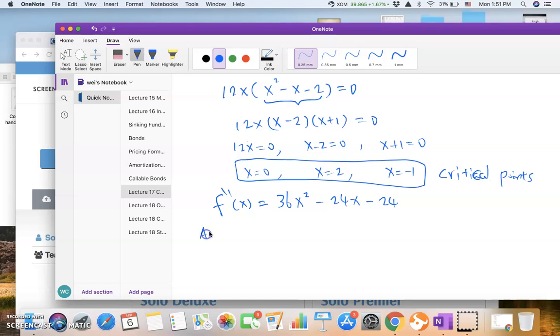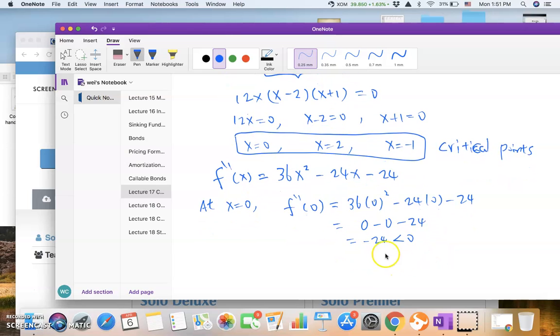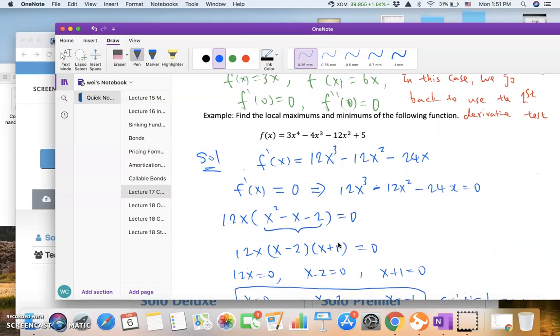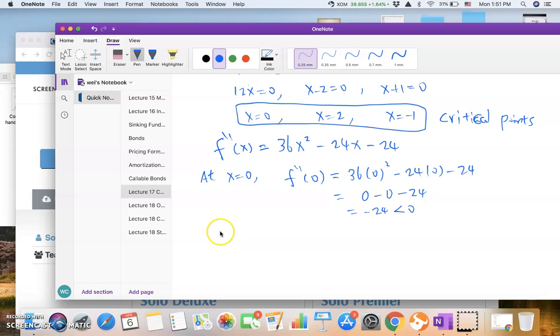Okay, so let's start with 0. At x equals 0, the second derivative is 36 times 0 squared minus 24 times 0 minus 24. So it's negative 24. Therefore, according to our result, the function has a local maximum at x equals 0.